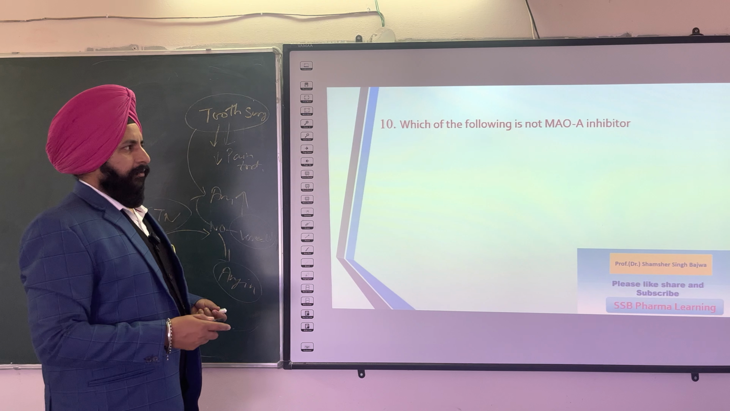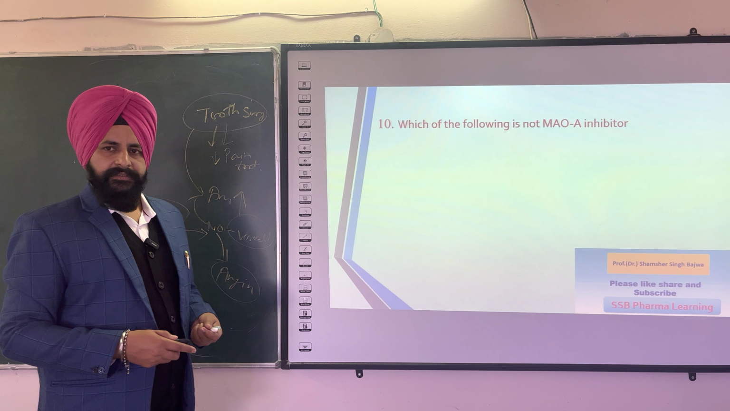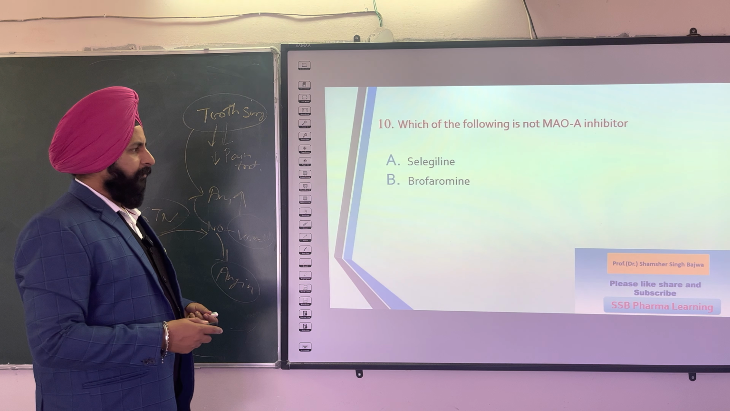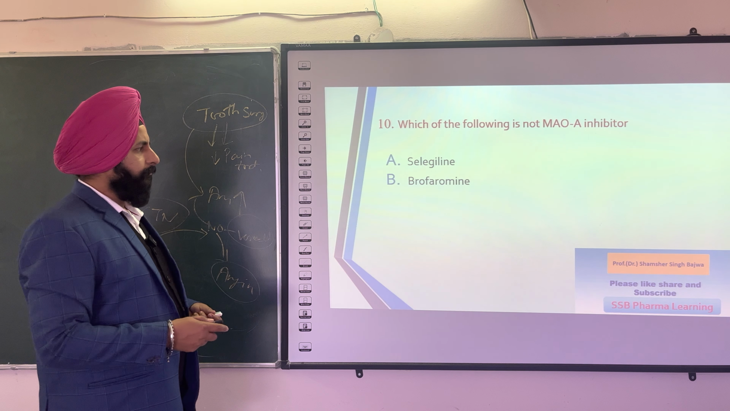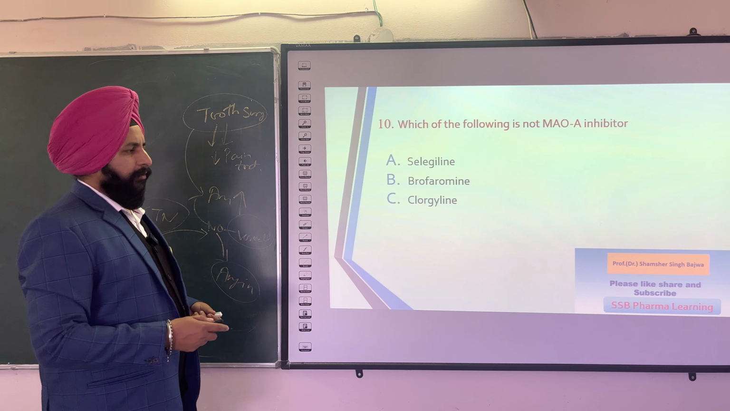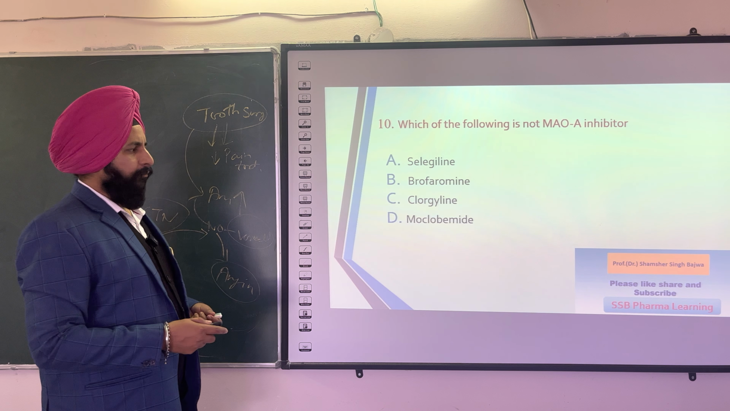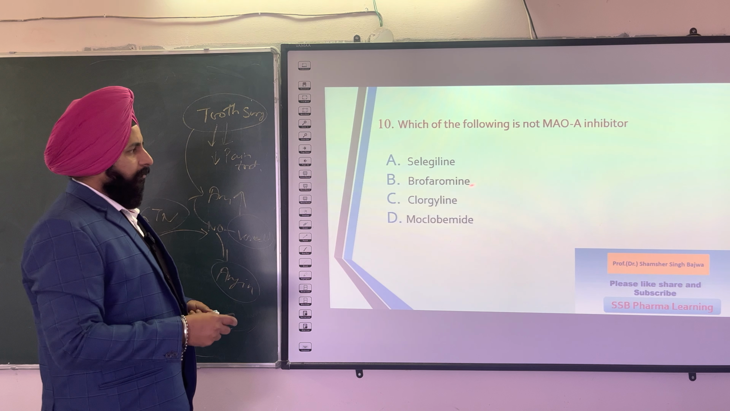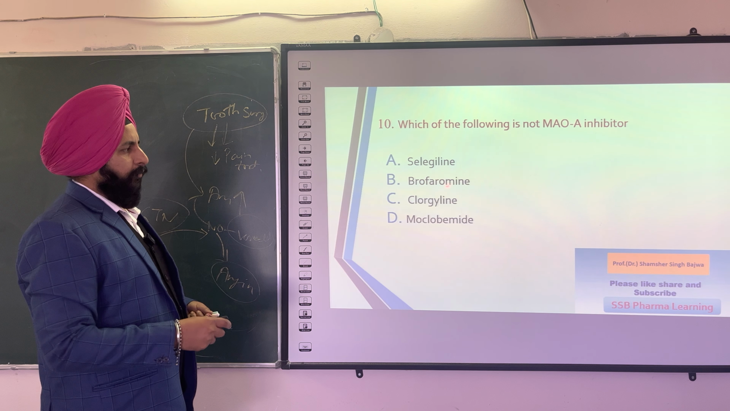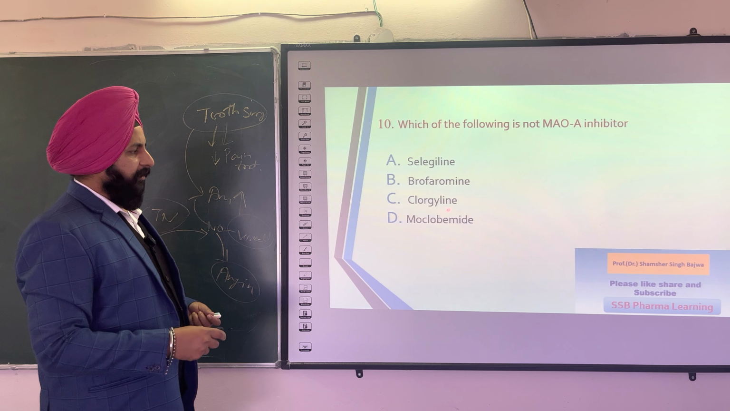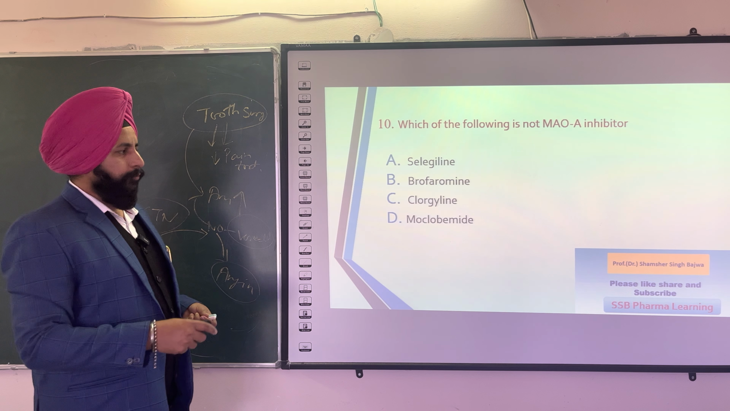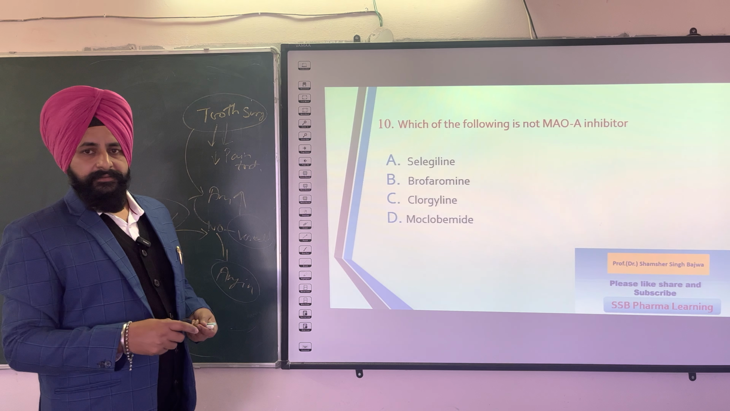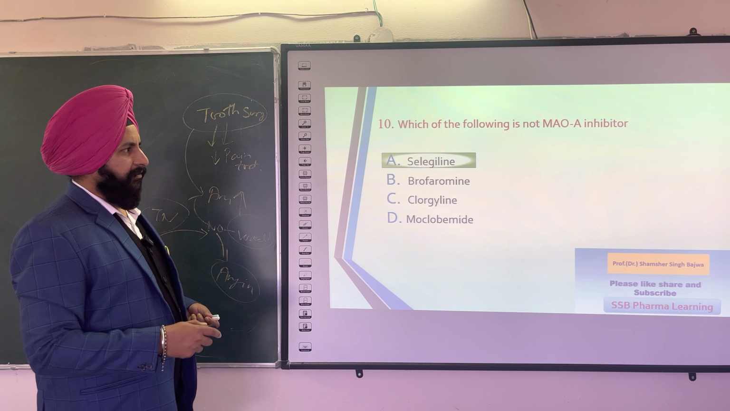Next question is, which one of the following is not a MAO inhibitor? Selegiline, brofaromine, clorgyline, and moclobemide. You choose the right answer for this, not a MAO inhibitor. So the right answer is selegiline.